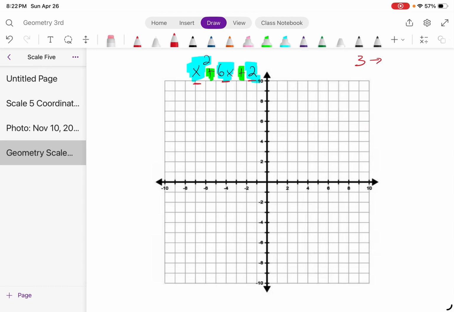And that gives me a 3, an 18, and a 2. 3 plus 18 plus 2. And when I plug that in, I get a rather large number. I think I get 23 there. And notice that you can plug in anything.